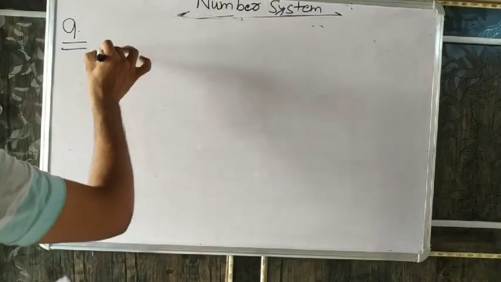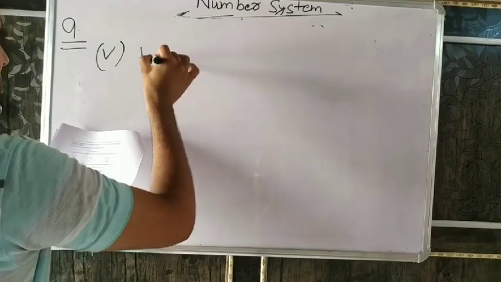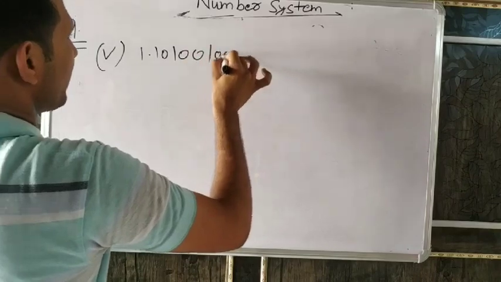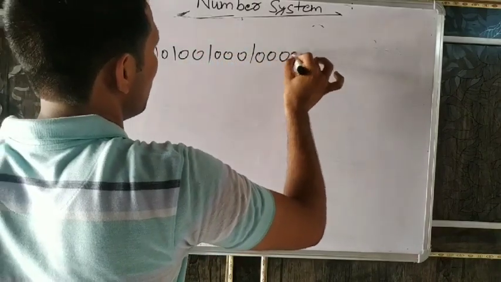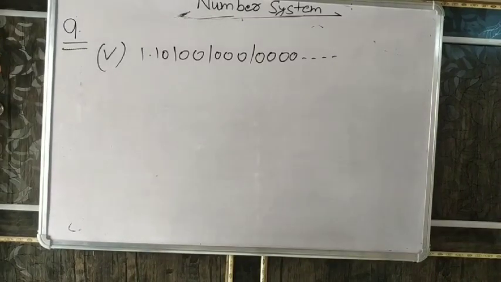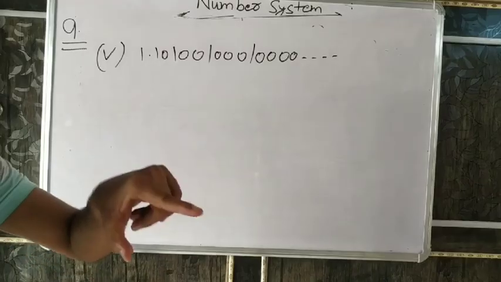First question, part fifth: 1.10 1001 0001 40 dot dot dot. Tell me, is it rational or irrational? Yes. What is rational? Terminating or?